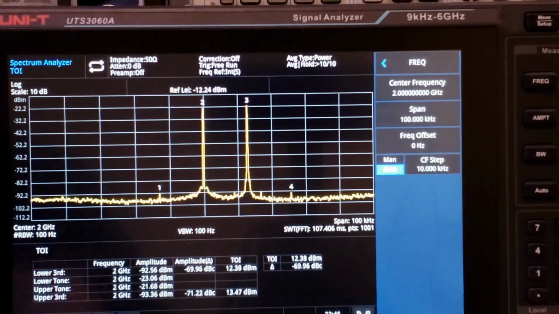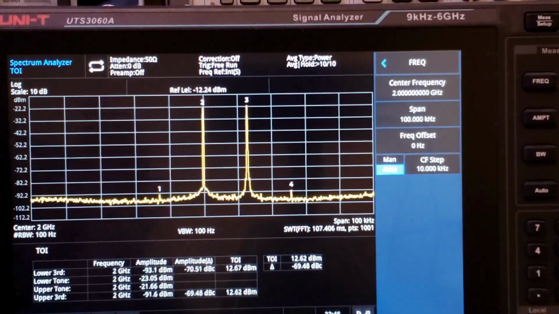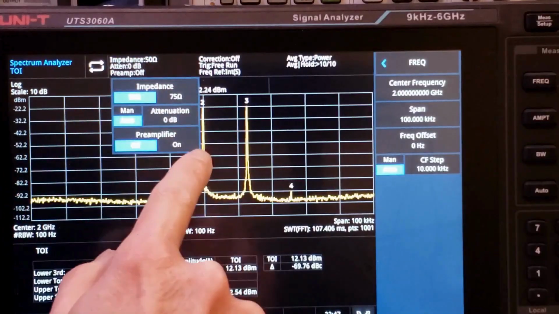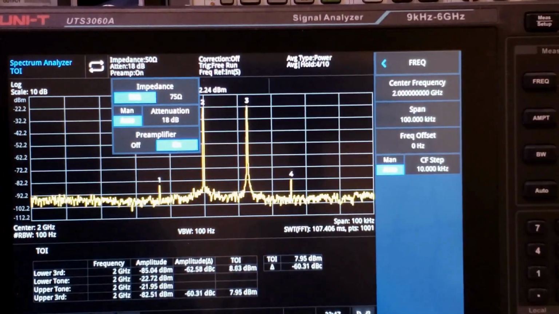Of course, the TOI measured here is due to the non-linearity of the front end of the spectral analyzer. Now, this spectral analyzer also has a preamp built in. So what I'm expecting here is if I turn on the preamp, the TOI number will probably get worse. So let's actually take a look at that. So I come back here, I turn on the preamp.